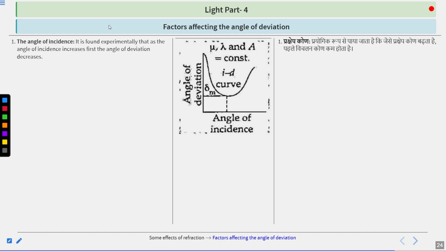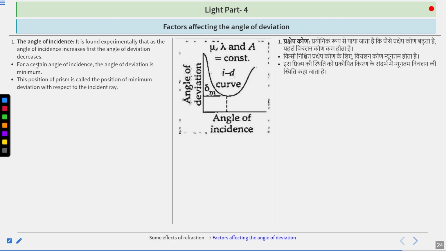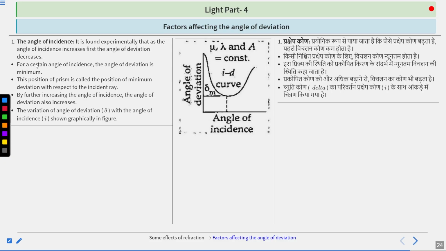It is found experimentally that as the angle of incidence increases, first the angle of deviation decreases. So they are inversely proportional to each other. When one increases, the other decreases. So if the angle of incidence increases, the angle of deviation decreases. If the angle of incidence decreases, the angle of deviation increases. For a certain angle of incidence, the angle of deviation is minimum. This position of the prism is called the position of minimum deviation with respect to the incident ray. By further increasing the angle of incidence, the angle of deviation also increases. The variation of the angle of deviation delta with the angle of incidence i is shown graphically in the figure, you can see.